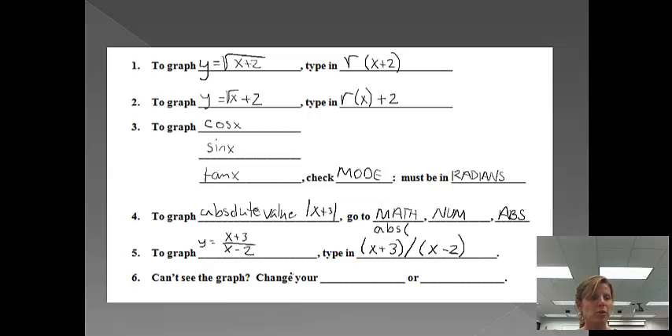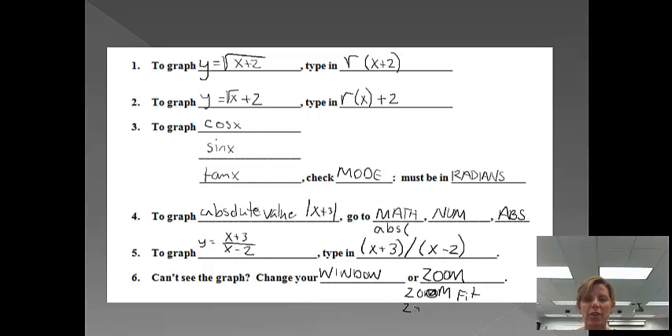Right, if you can't see the graph, usually it's just that the window of your graph is set to something that you're not sure of. One thing that you can do is change your window, or you could also use the zoom feature. And just a few of the zoom features that I like to use, zoom fit is a really good option. It kind of fits the graph to the information that you typed in.